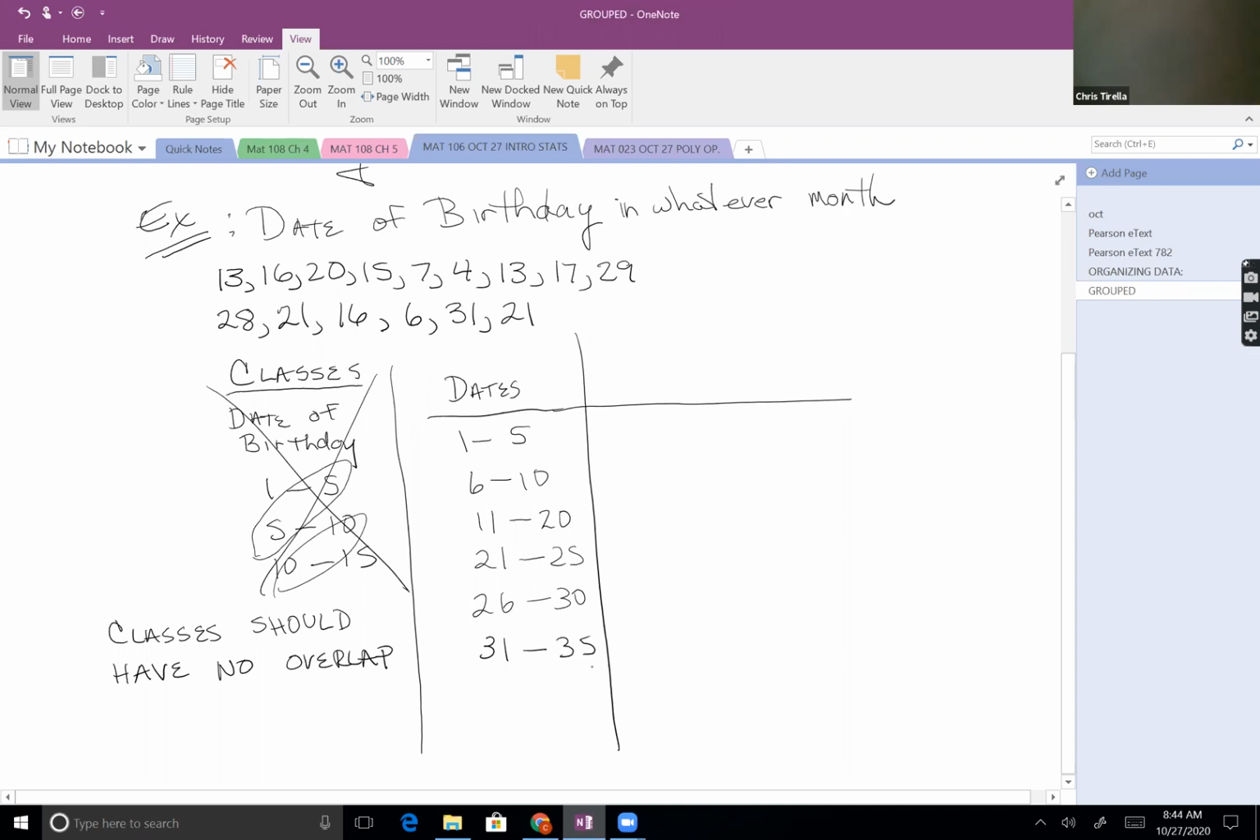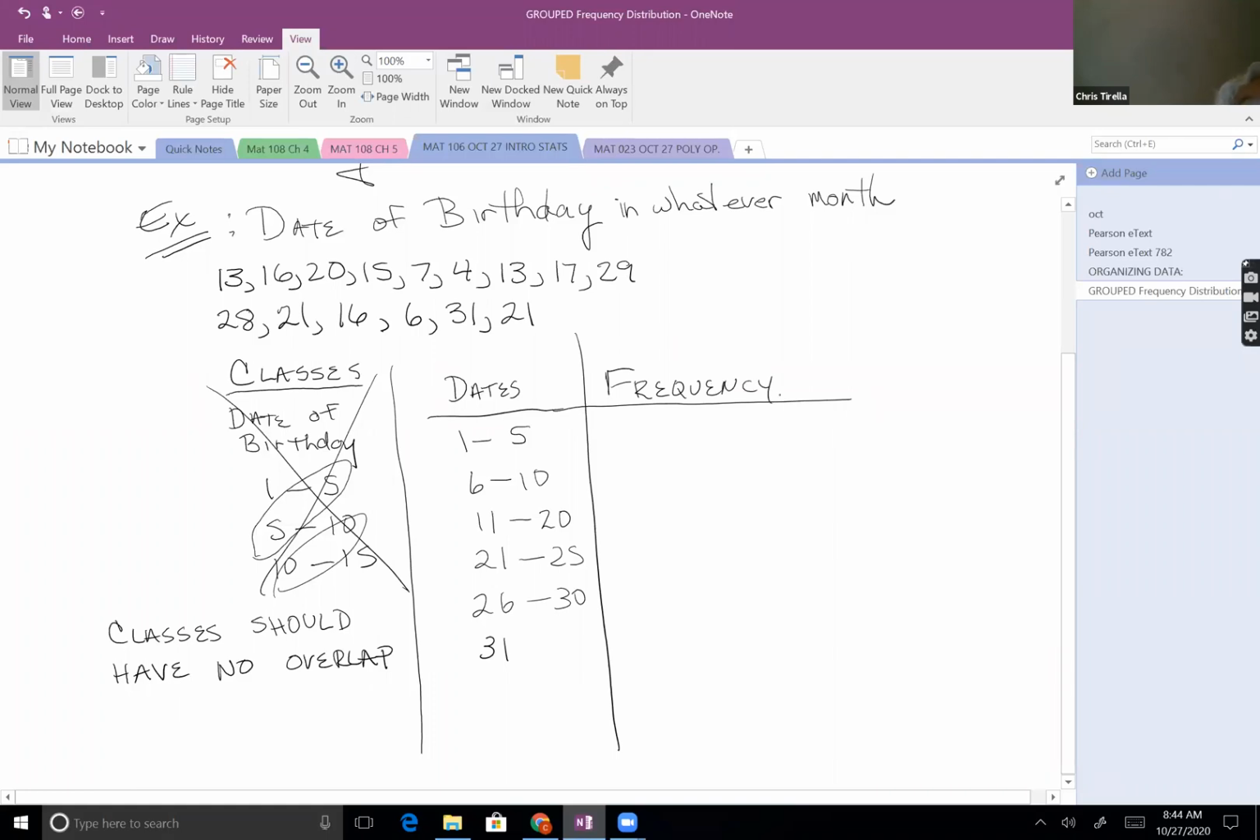Although you really don't get past the 31st. So this might be an example where one class might not be as wide as the others, and it might just be standalone 31st. And so now let's count up our frequency.